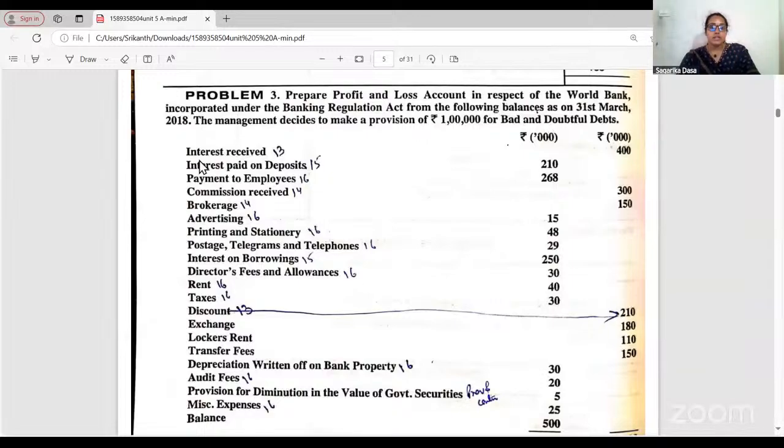Now here you have interest received, schedule 13. Interest paid on deposits, any deposits, goes to 15. Payment to employees, salary, is 16. Commission received, because it is received, it is 14. Usually commission will not be paid by the bank. The banks will receive the commission, hence it is schedule 14. Brokerage, schedule 14. Advertising 16. Printing and stationery 16. Postage, telegrams and telephone is 16. Interest on borrowings is 15. Director fees and allowances 16.